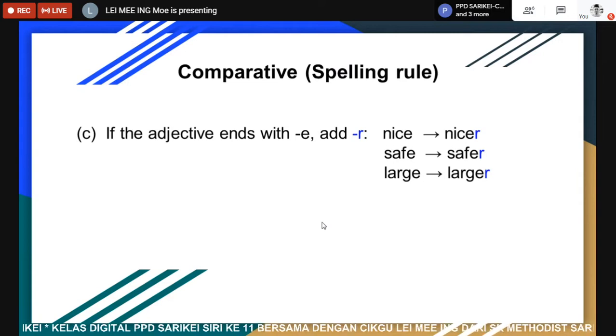Rule number 3. If the adjective ends with an E, we add R. For example here, nice. The last letter here is an E. So we just have to add an R here. Nice, nicer. Safe, the last letter here is an E. Safe, safer, plus R. Large. The last letter here is an E. So larger.